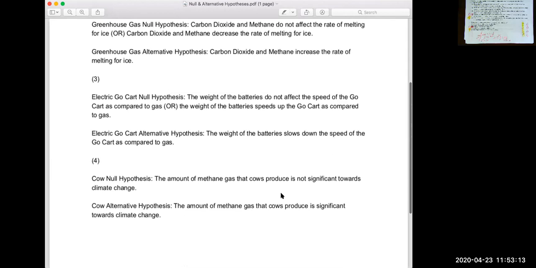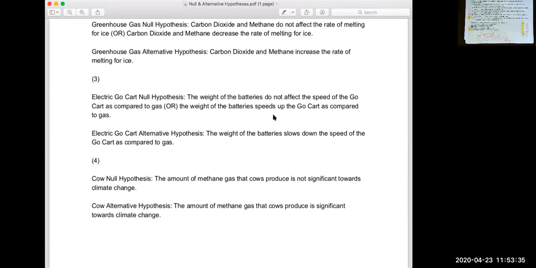The amount of methane gas cows produce is not significant towards climate change. The alternative: the methane gas cows produce is significant. This is very good. Especially the assumption is that if you don't know, say there is no significance, and then the alternative saying it is producing. This is a two-tailed test.